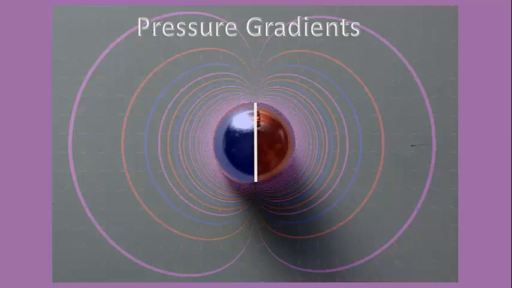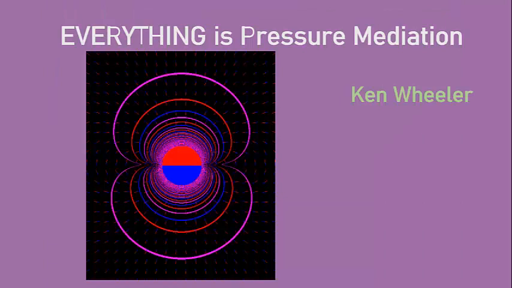So today I want to talk about isopotentials, that is magnetic isopotentials, in terms of pressure gradients. Now, as we all know, Ken Wheeler often says everything is pressure mediation. And this is one of my favorite quotes of Ken Wheeler because it is so true. It is a very useful way, I believe, of looking at magnetism.